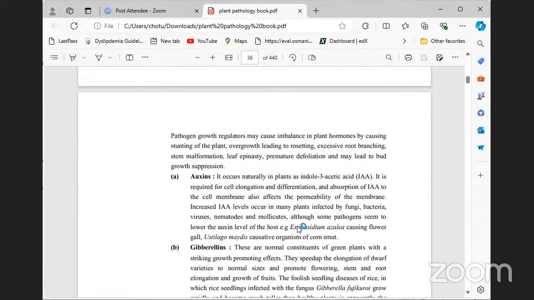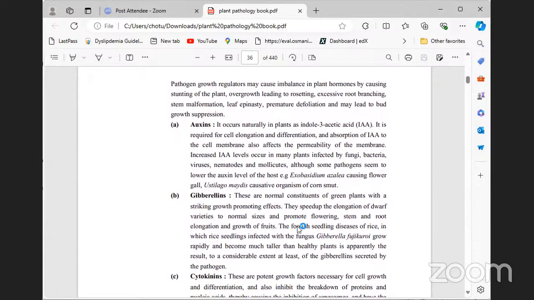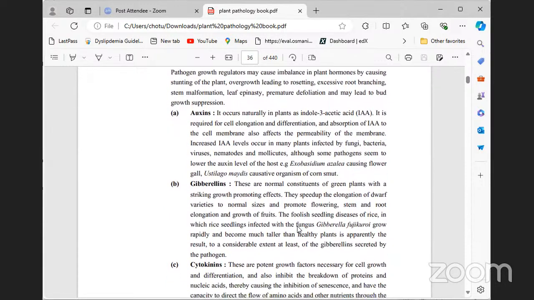The pathogen growth regulators may cause imbalance in plant hormones, causing stunting of the plant, overgrowth leading to rosette, excessive root branching, malformation, leaf epinasty, and premature defoliation, and may lead to bud growth suppression.